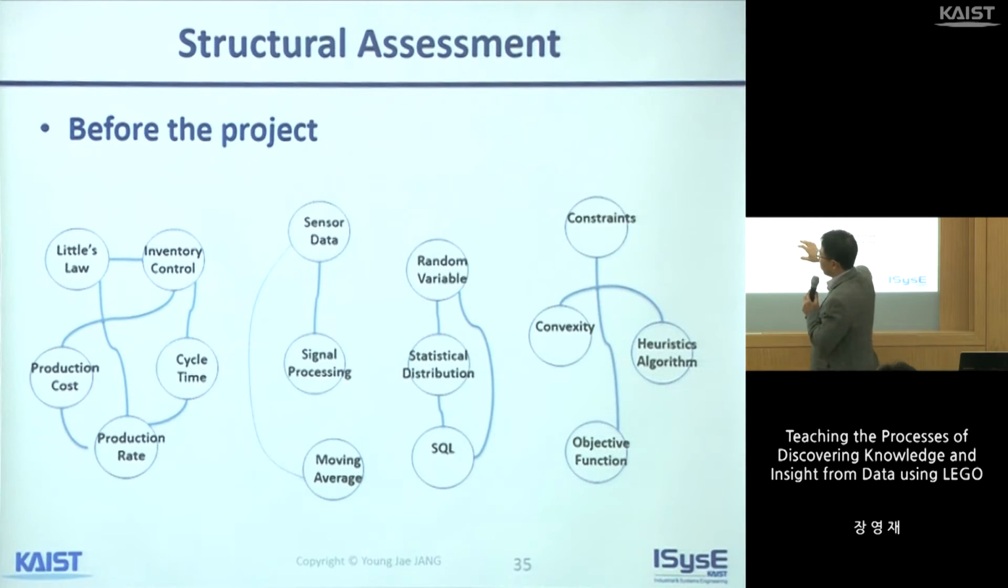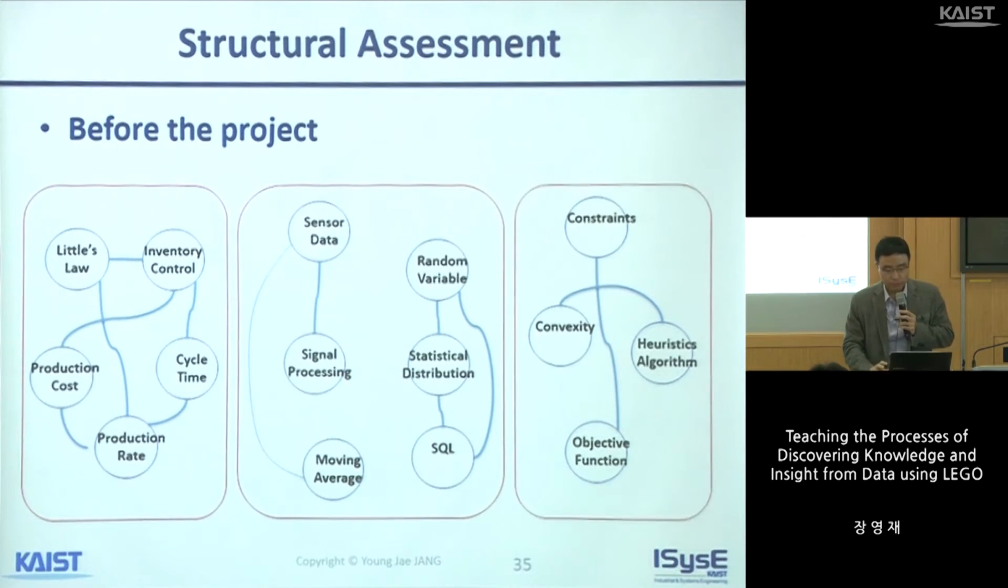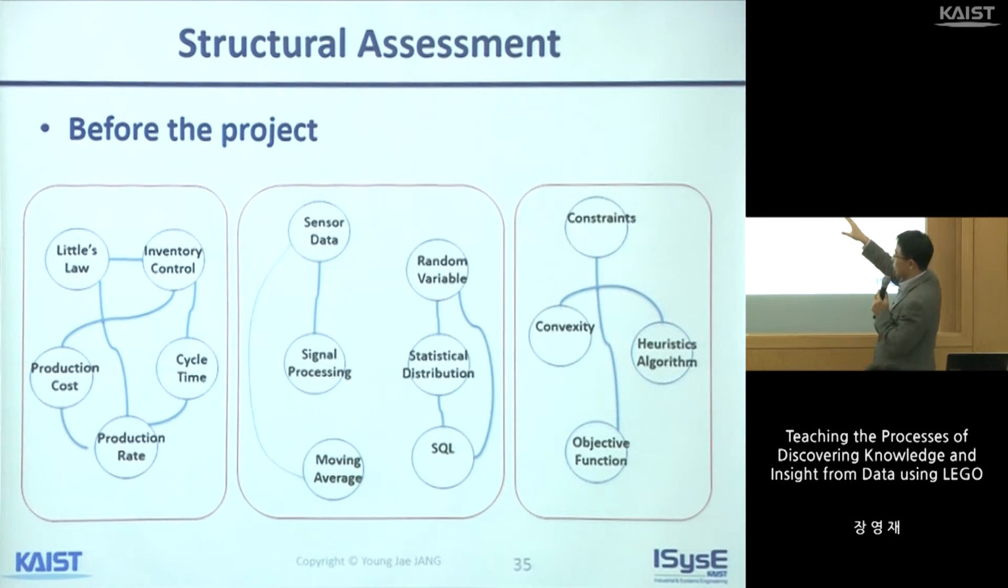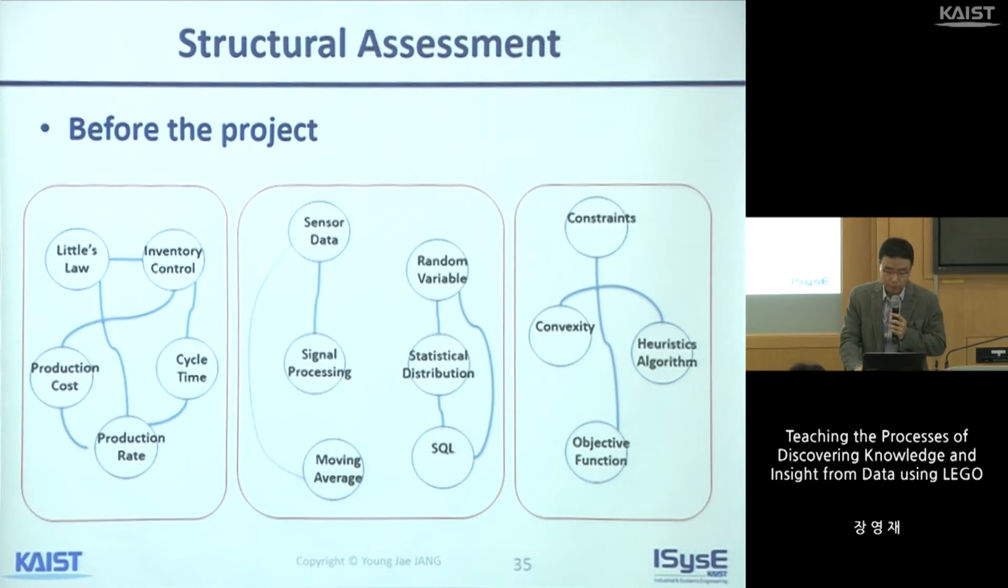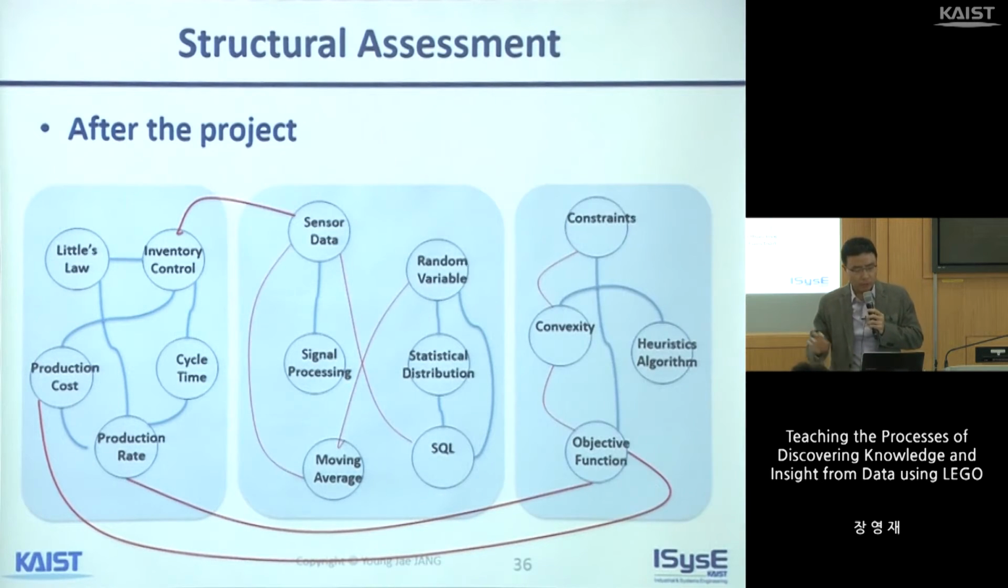So this concept, the first one is the concept of manufacturing, the second one is statistics, and the last one is optimization. You can see the connection between those interdisciplines, right? That's before they do the project. But after that, I found certain connections between the domains. So I'm still investigating the meaning of this one, but I found it pretty interesting.